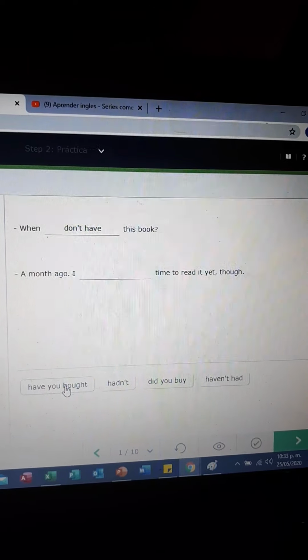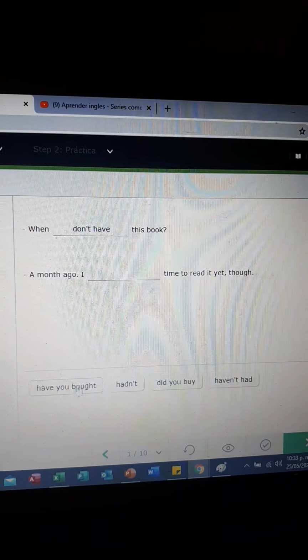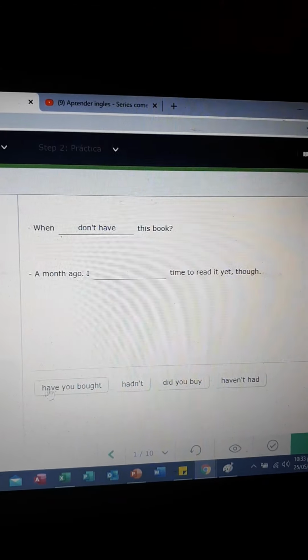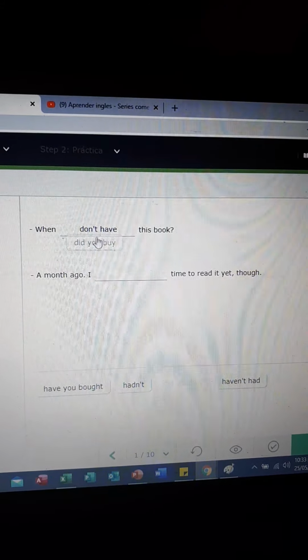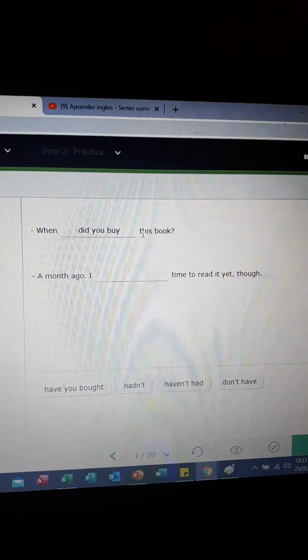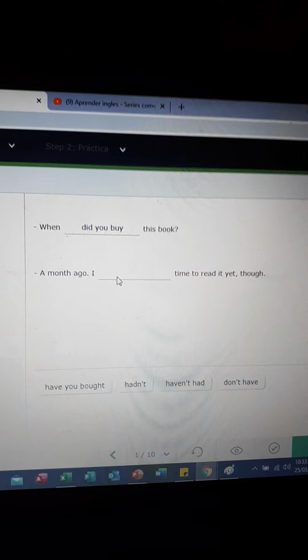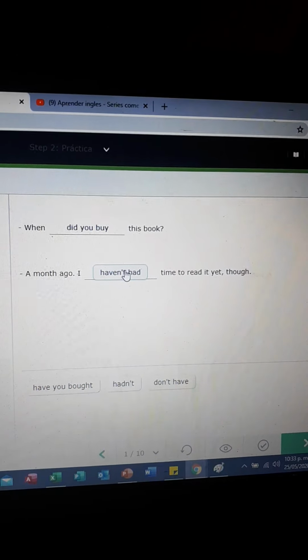So, when this book what? When have you bought? ¿Cuándo lo habías comprado? ¿O cuándo lo compraste? Present perfect or simple past. When did you buy this book? ¿Cuándo lo compraste? A month ago, okay? I haven't had time to read it yet.